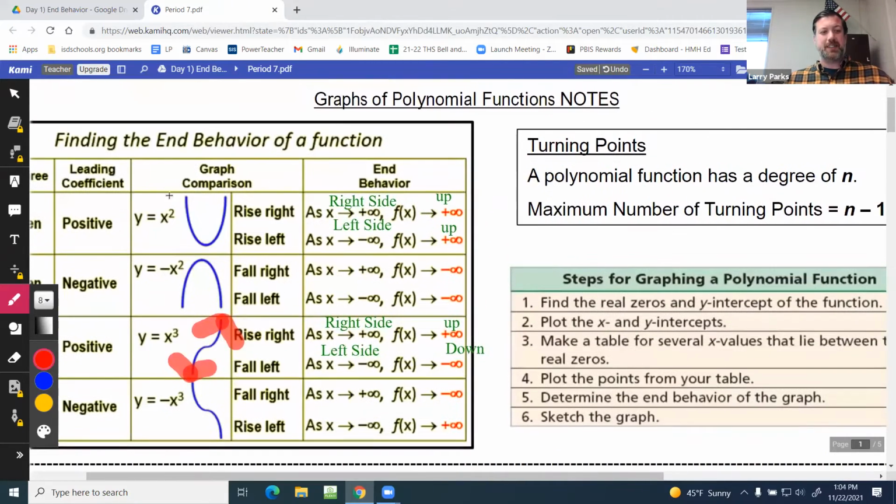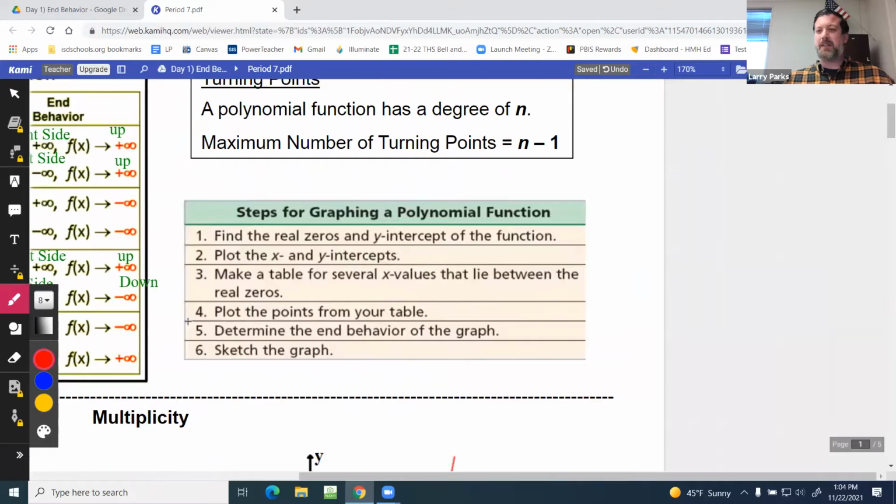And notice we call this the graph comparison. Some people might call that the parent function.